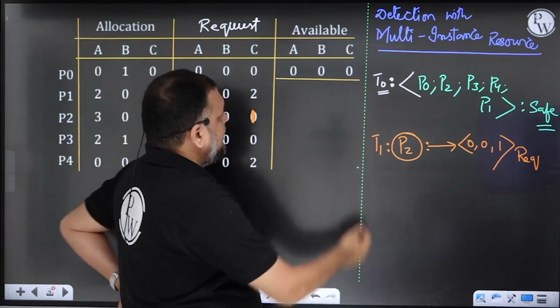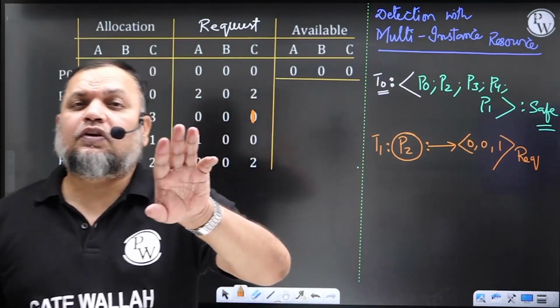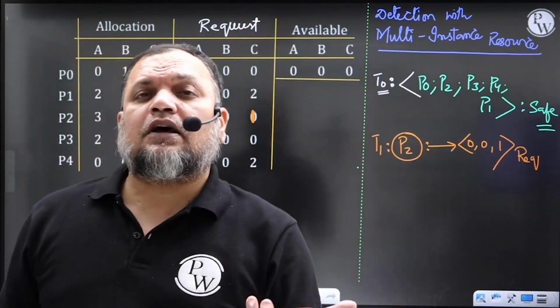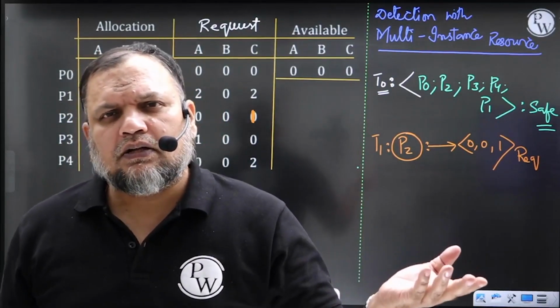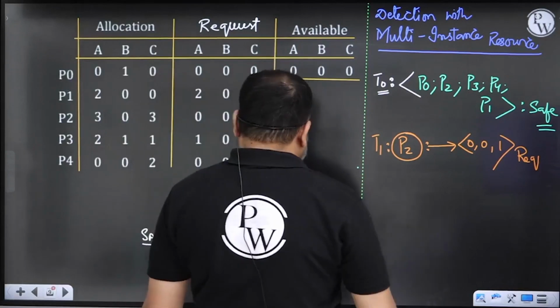Why? Because I don't have any free copies. It gets blocked. Earlier 3 processes were blocked, now a new 4th process got blocked. Now we get a doubt: do we have a deadlock now? Again apply the same thing. Recheck whether the system is safe or in deadlock. Apply the safety algorithm again.